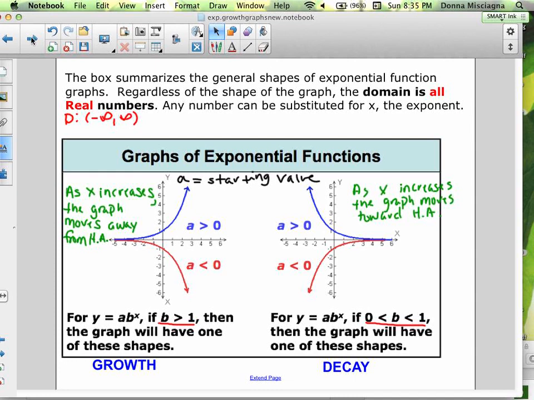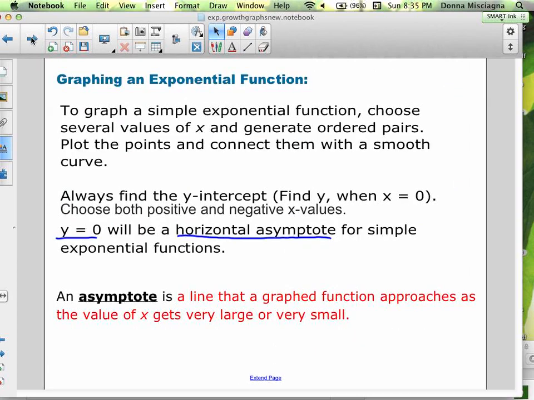Right? In this particular lesson, we are only going to be graphing very simple exponential growth and decay functions. Right? We're just going to have y equals ab to the x and nothing else. Nothing added to the function, nothing added to the x value. Right? Nice and simple. Right? So an asymptote's a line that the graph approaches as the value of x gets very large or very small. This is for a horizontal asymptote.